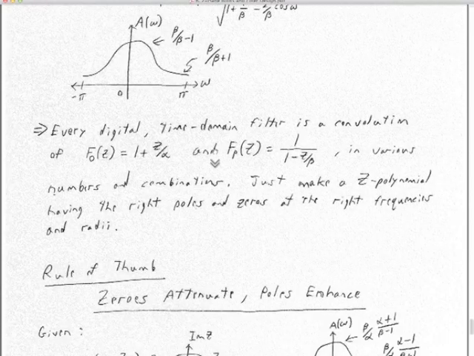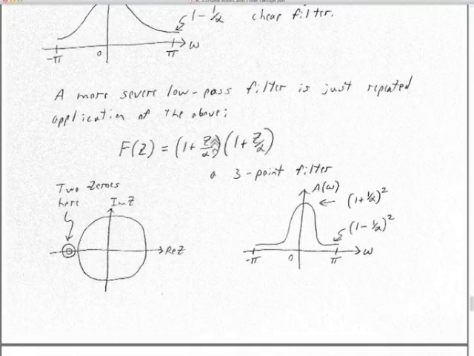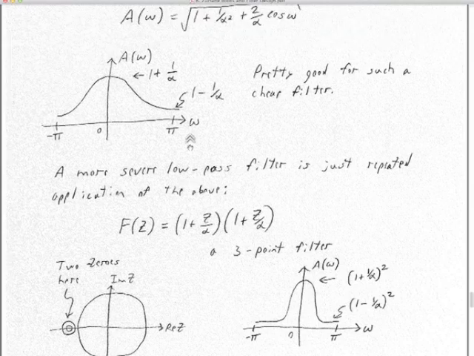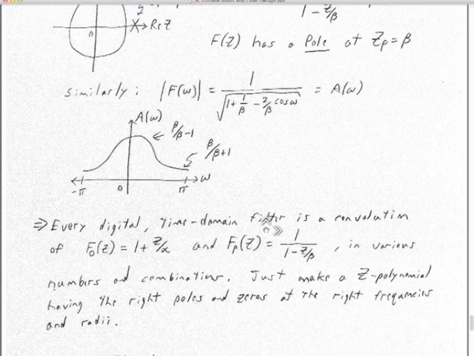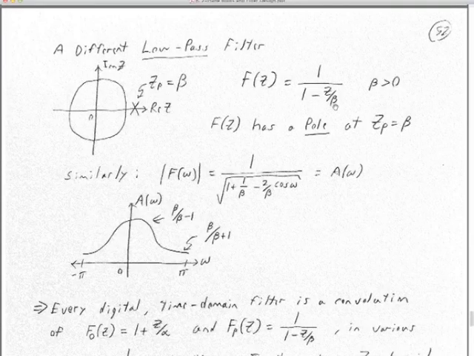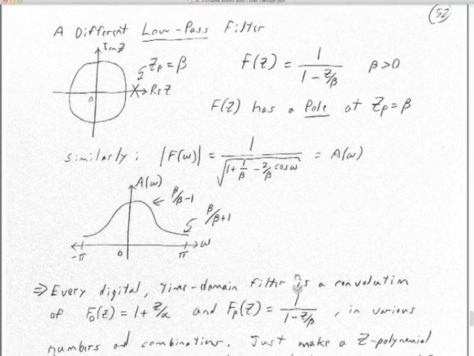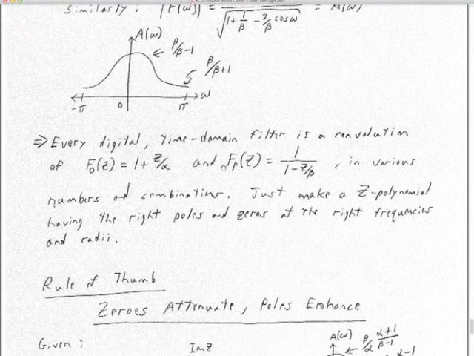With this description, with a numerator that is 1 plus z over alpha, which we can use as many times as we like, and the same with the denominator, which is 1 minus z over beta, we can make any filter, especially if we can make alpha and or beta complex. And that's in fact what we do.